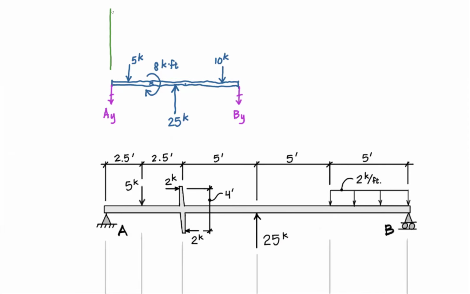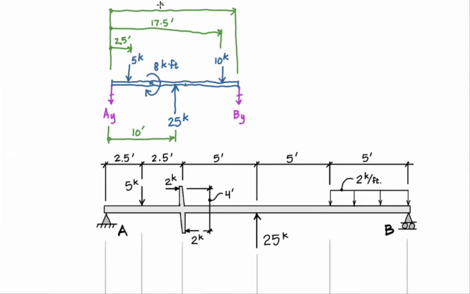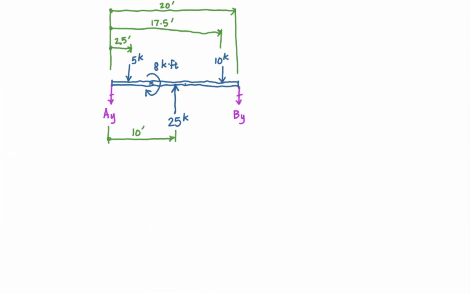So I'm going to do a moment about A. And so, let's see. So this one is 2.5 feet. And the 25 is how far away? 10 feet. The 10 kip is, let's see, 17.5 feet. And then B sub y is 20 feet away. Okay, now I'm ready to do it.